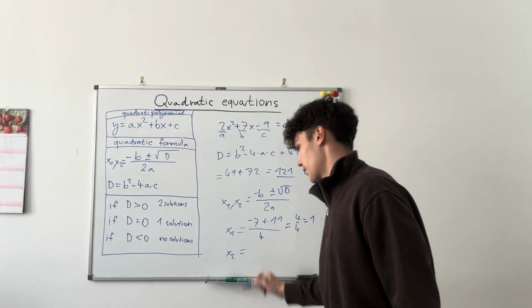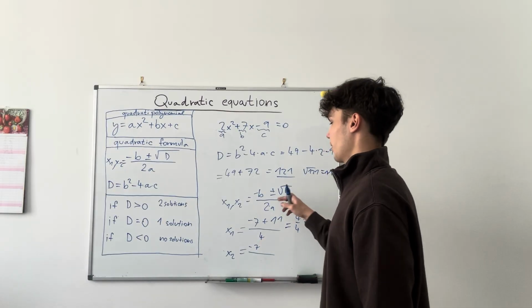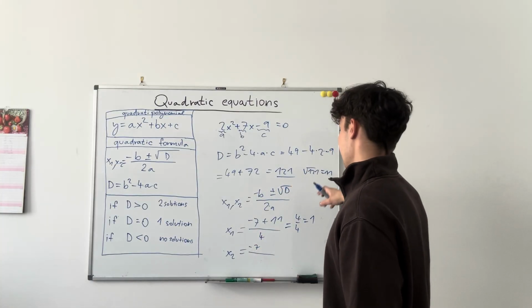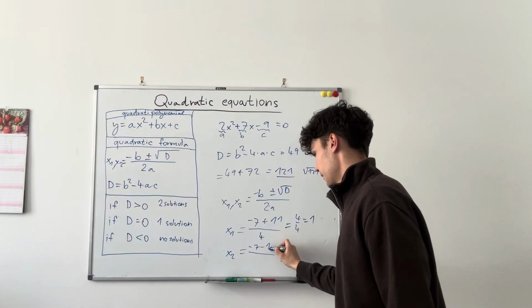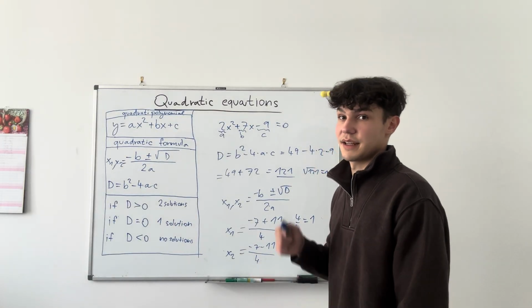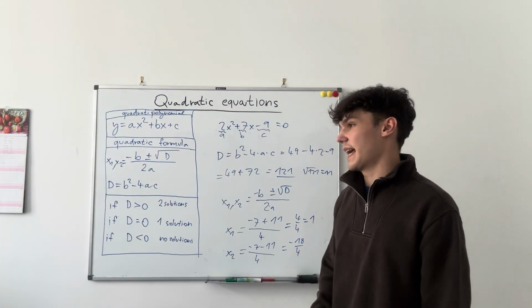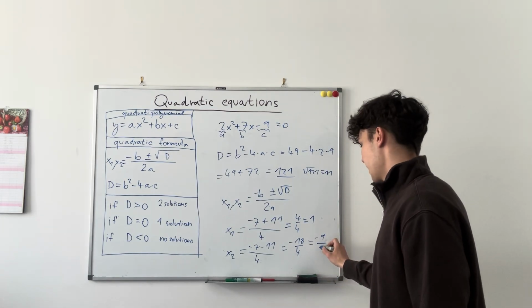And let's find out x2. So x2 is minus 7, and we said that we're going to subtract it. So minus 7 minus the square root of the discriminant, which is 11, divided by 4. Minus 7 minus 11 is minus 18, divided by 4. And this is minus 9 halves.